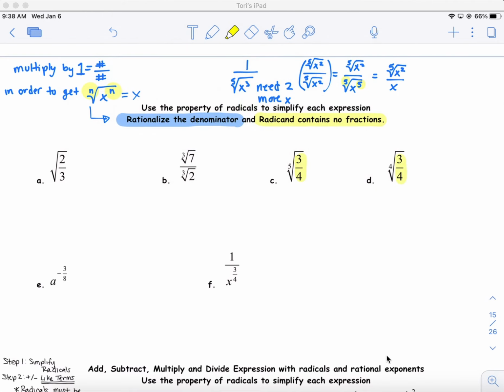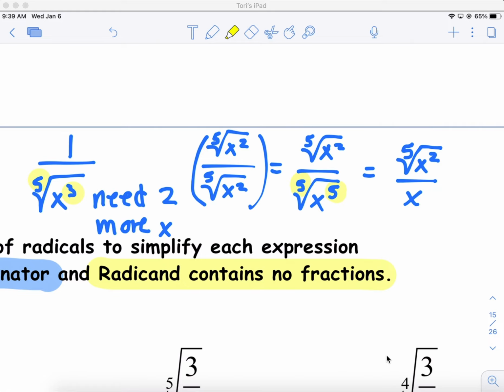Okay, here's an example. Let's say I have 1 over the 5th root of x to the 3rd power. I need these numbers to match. So that means I need 2 more x's, x squared, in order to make it 5 and 5. So I'm going to multiply. Let me change colors real quick. I'm going to multiply right here by the 5th root of x squared, because that would make them both end up with a 5.